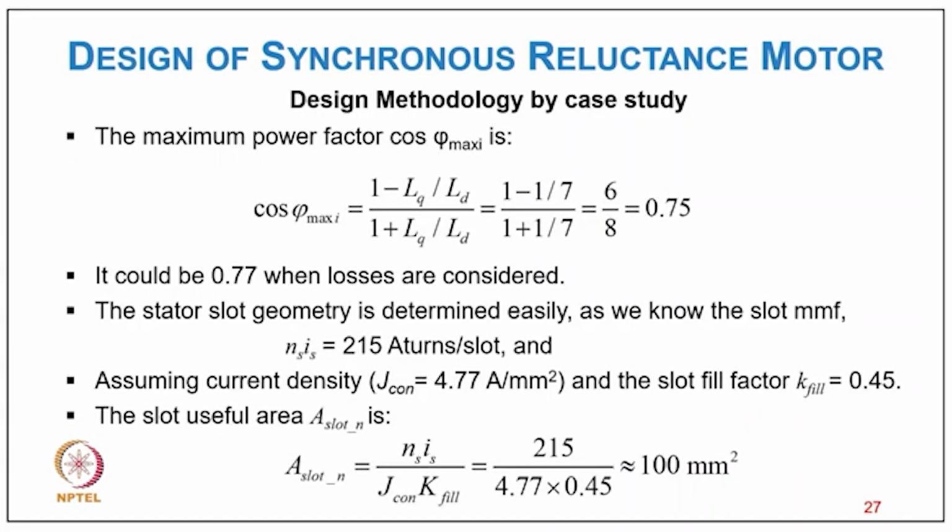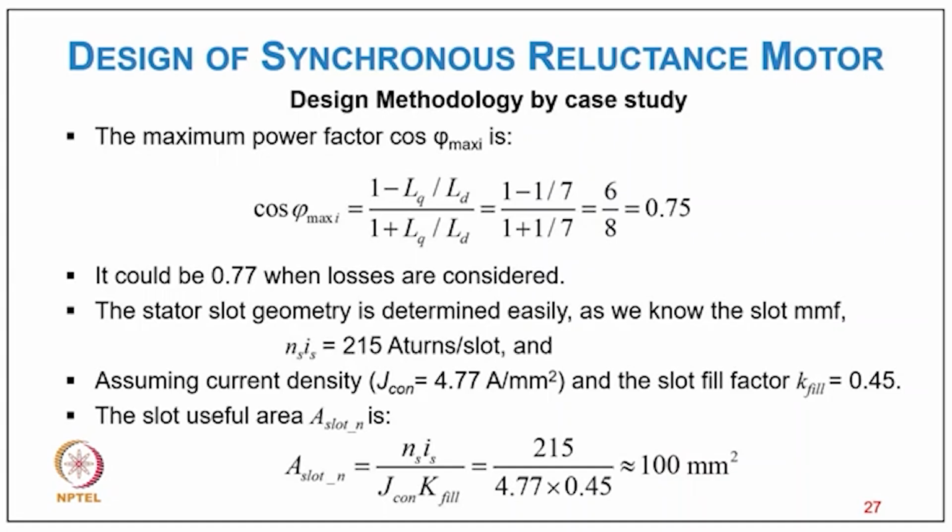So maximum power factor, cos phi maximum, is equal to 1 minus LD upon LQ, divided by 1 plus LQ upon LD. So putting a value, it comes 0.75. So it could be 0.77 when losses are considered.